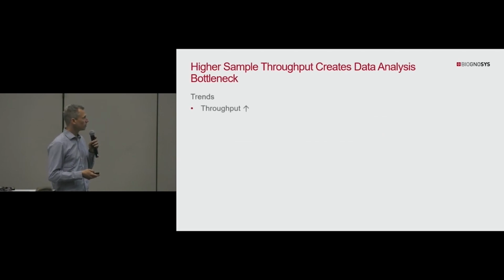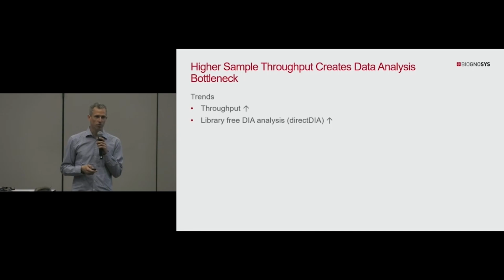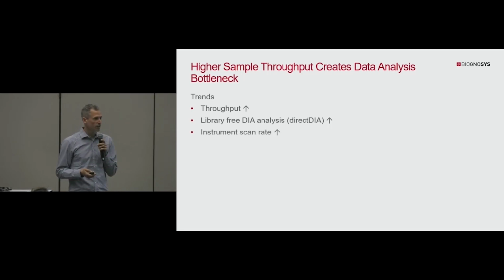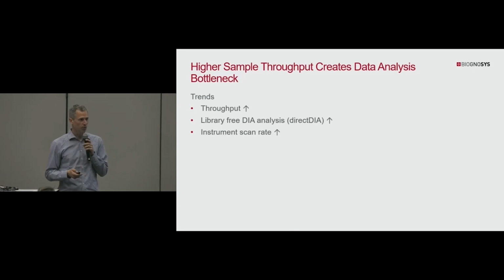And so there is this trend about the throughput that I just mentioned. It's rapidly increasing, exponentially increasing. There is also a trend towards more complex data analysis. So there's a trend towards using library-free data analysis. We call it direct DIA. There's also a trend towards higher scan rates on the instrument, so more data is being generated, and as you probably all can see in your facilities, the files are getting bigger and handling the data is getting more complicated.